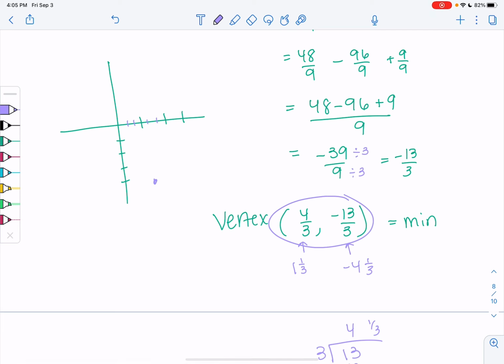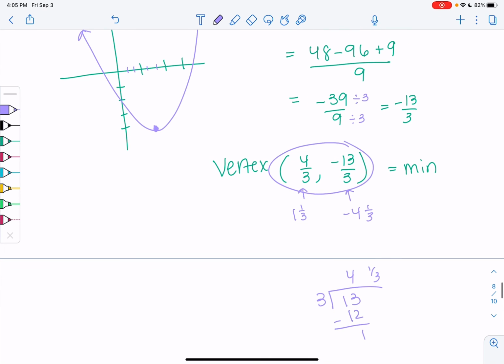So there's our vertex. And then again, we know that it opens up because a was positive. So I'm just going to sketch it. I don't care about the rest of the graph for the sake of this question. All this question asked was, what's the min, and what's the range, not the graph.